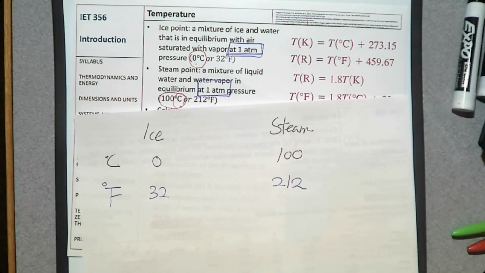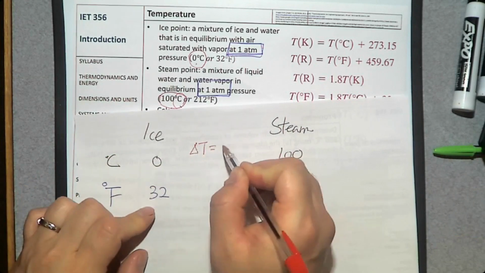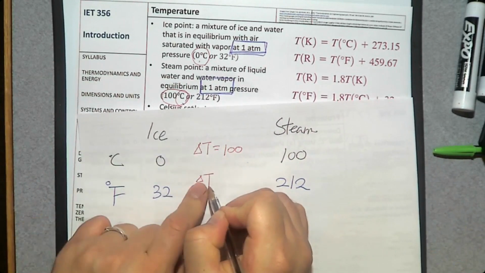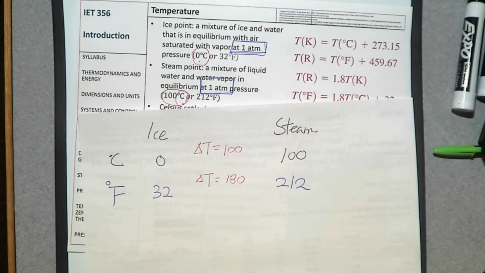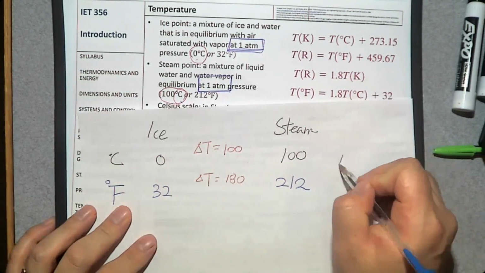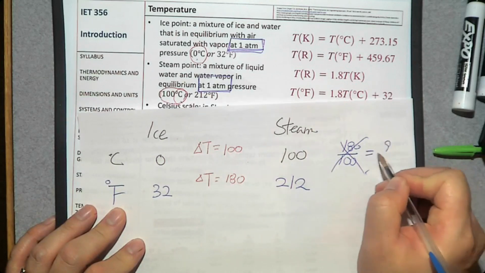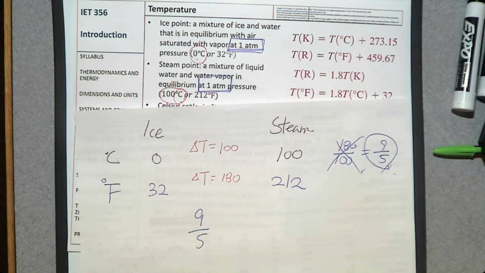So what is the difference between ice point and steam point in degrees Celsius? Delta T, the difference in temperature, is 100. In degrees Fahrenheit, delta T, the difference in temperature, is 180. So the ratio between Celsius and Fahrenheit is going to be 100 to 180. Let me write it here. Oh, that is 9/5. So 9/5 is the ratio between the change in degrees Fahrenheit and the change in degrees Celsius.